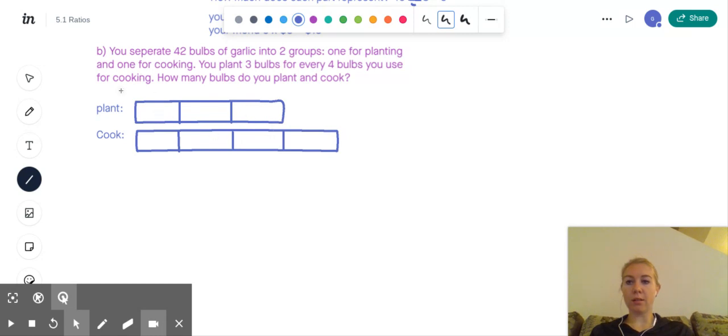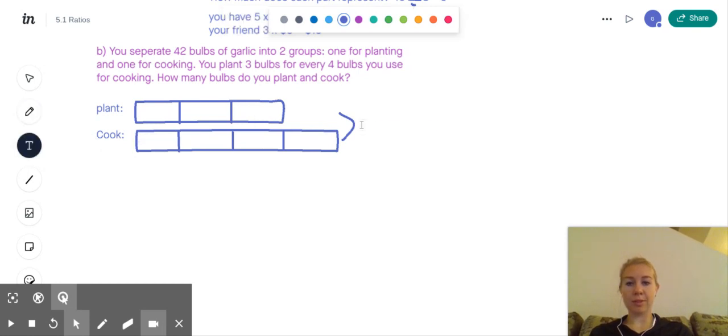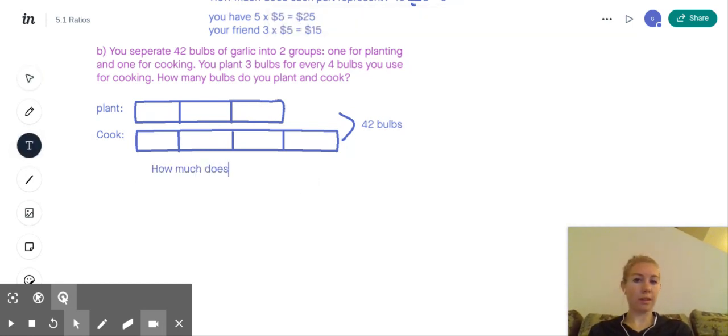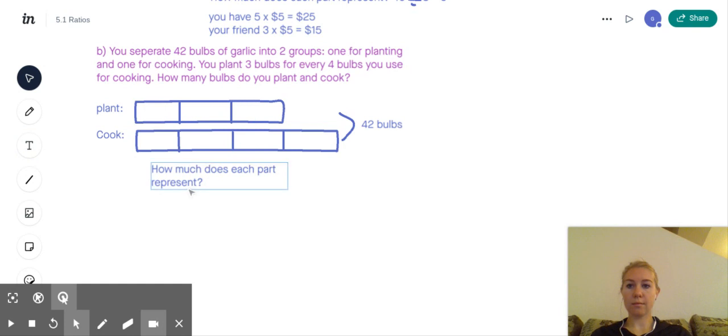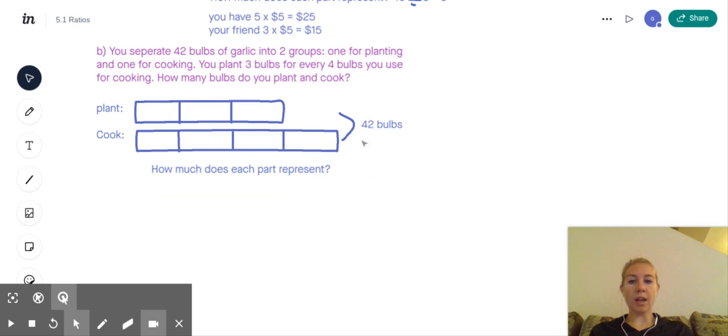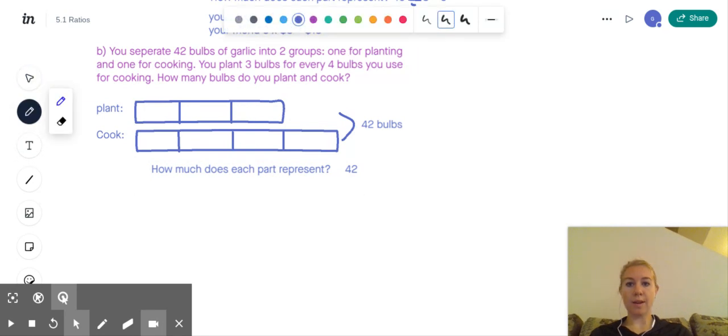Okay, and let's see. All of these parts equal how many total bulbs? Oh, 42. So you separate 42 bulbs into 2 groups. So both of these parts really represent 42 bulbs. Okay, so we want to figure out how much each part represents. Well, we're starting with 42 bulbs. So we're going to take 42 divided by the number of parts.